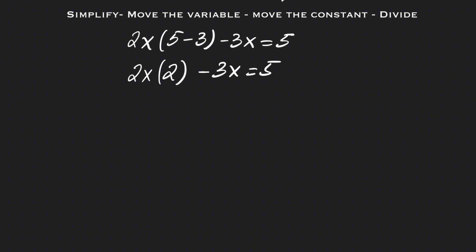Okay, so let's go ahead and multiply: 4x minus 3x equals 5. And then 1x, or just x, equals 5. So then x equals 5.